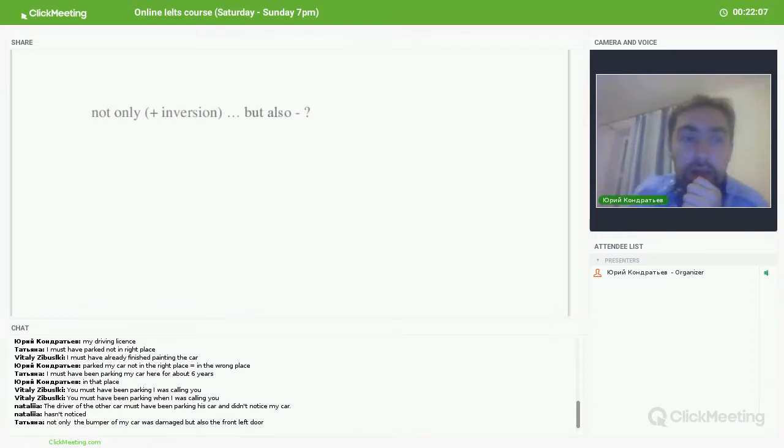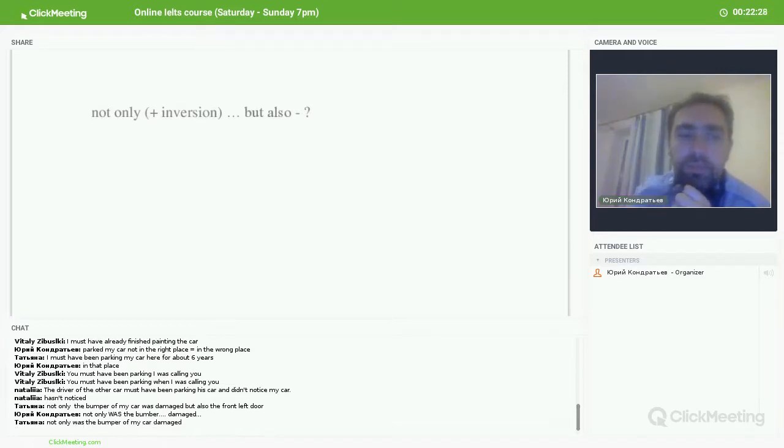So here you should say, not only was the bumper of my car damaged. It's very important. If you put not only in the beginning of the sentence, then the rest is like a question. Not only was my car damaged, but also the front left door was, and you say what? Was scratched, for example. Yes, Tatiana, that's right.